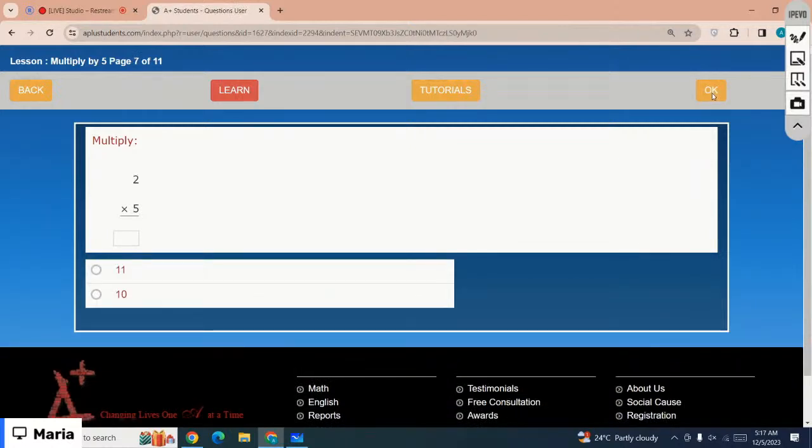Okay, the next one is multiply 2 times 5, which is the correct option. 2 times 5 equals, very good, it is 10. The correct option is 10.